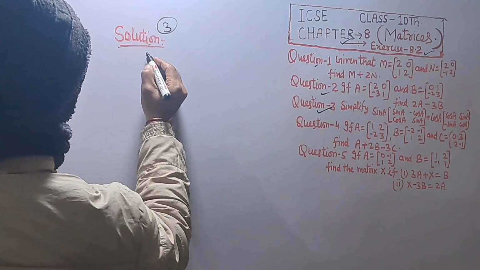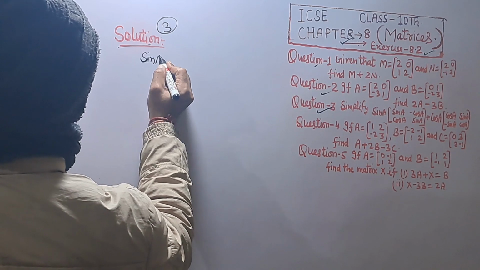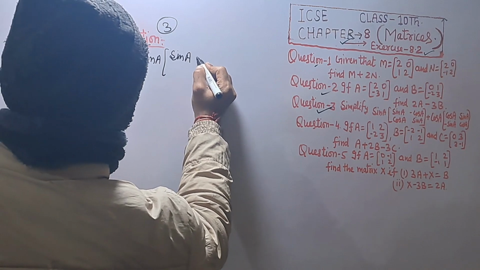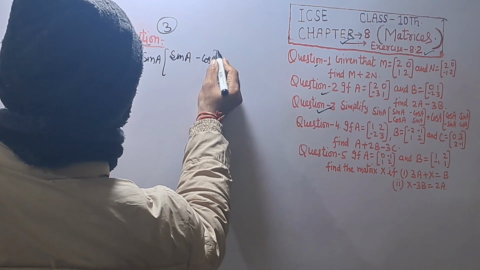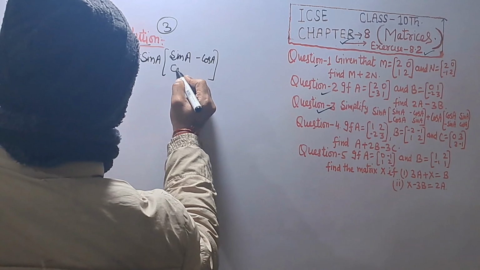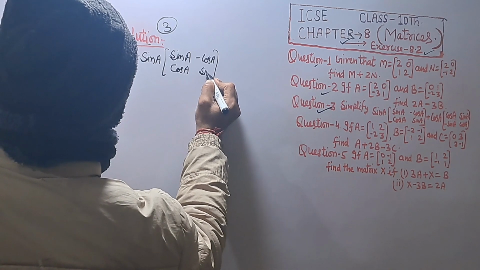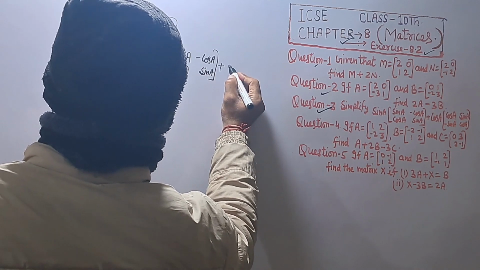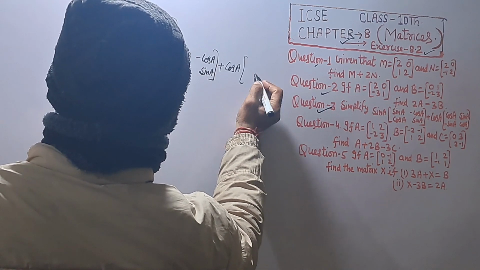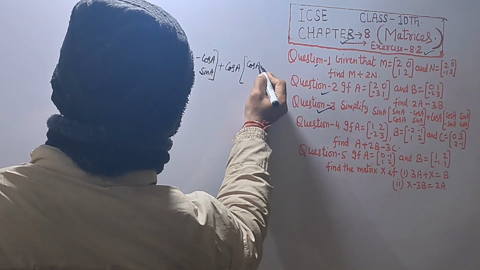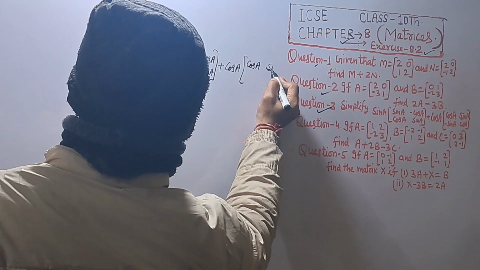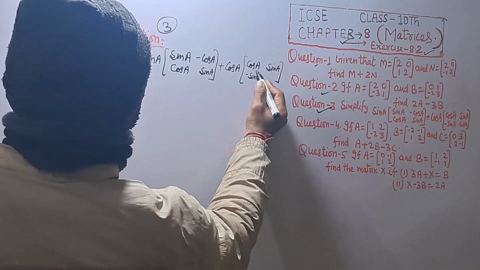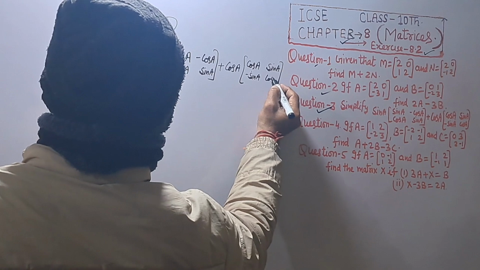Simplify sin A [sin A, -cos A] into [cos A, sin A] plus cos A [-sin A, sin A cos A].